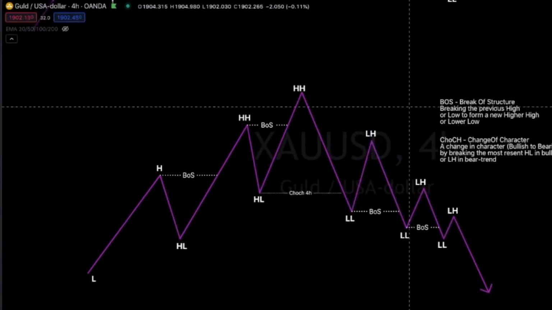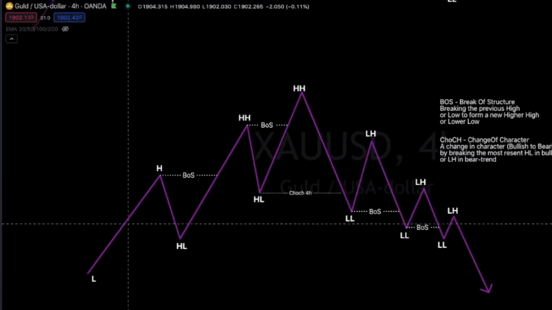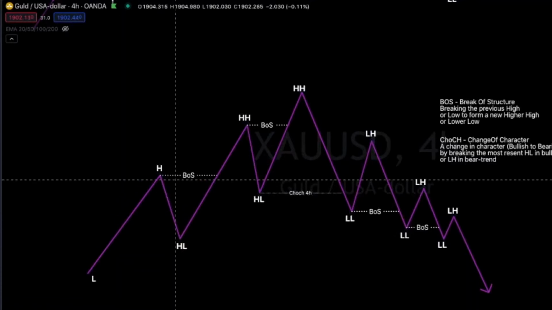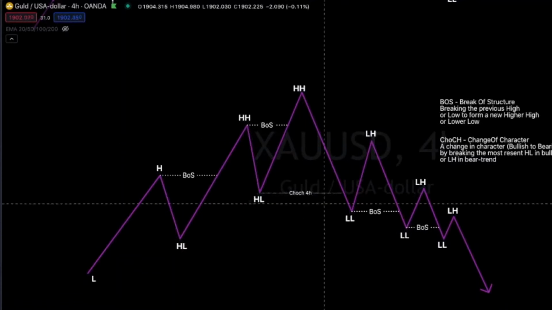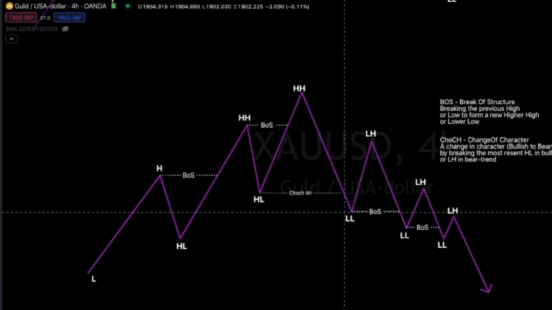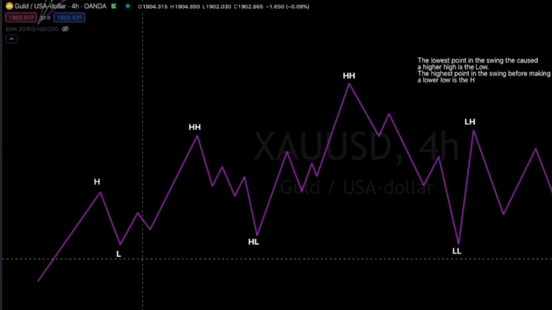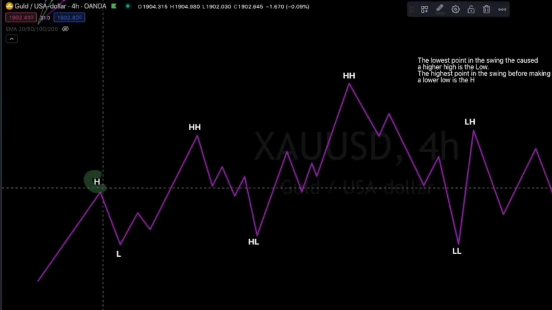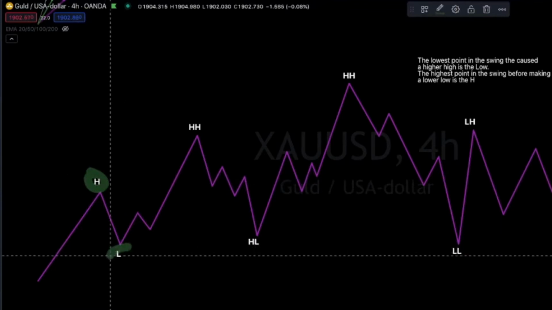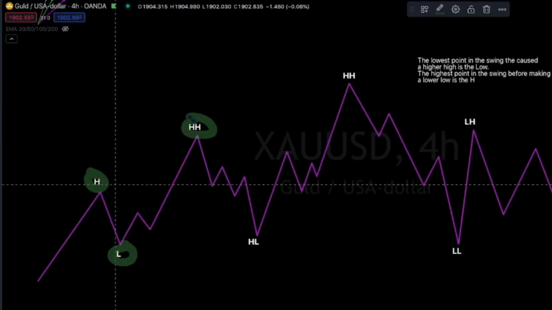Now that was a quick recap, but in reality, market is much more choppy than this, and it's not this clean to see the break of structure and change of character. So we're going to slowly but surely get into the real markets. Here you see a simulation of a chart that is more accurate to reality. So what do we have here? We have the high, we have the low, and we now have a higher high with a break of structure.